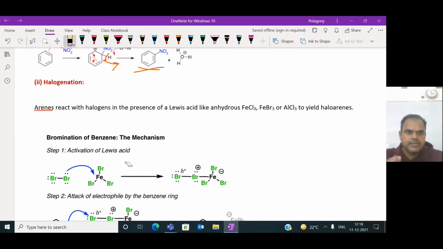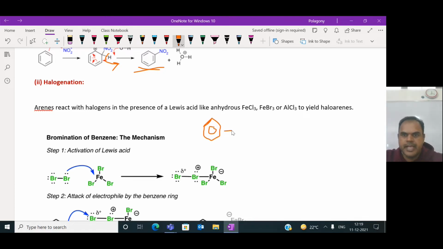That means arenes react with halogens in the presence of a Lewis acid, anhydrous compounds such as ferric chloride, ferric bromide, aluminum trichloride, producing haloarene compounds, halogen derivatives. For example, benzene reacts with halogen, chlorine or bromine, and produces bromobenzene. Here benzene is the compound, an example of arenes.